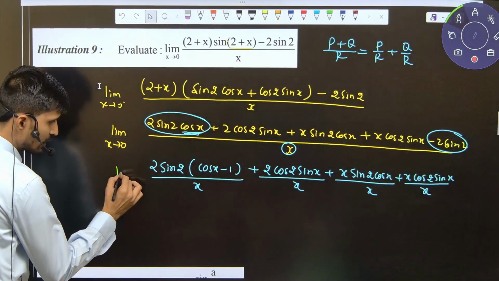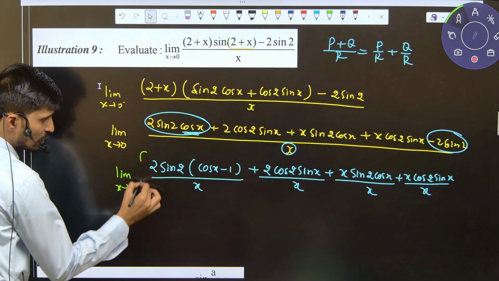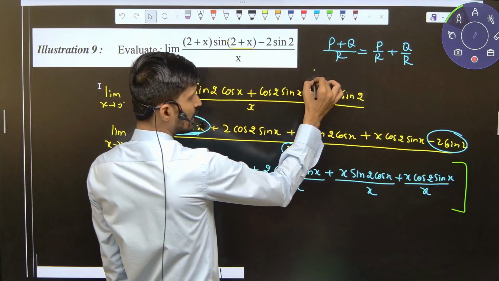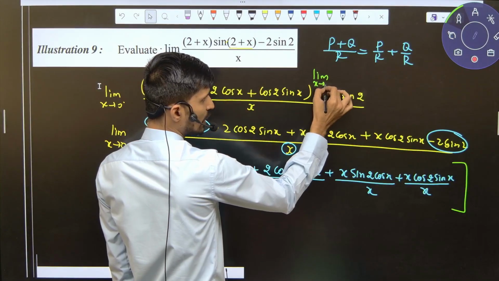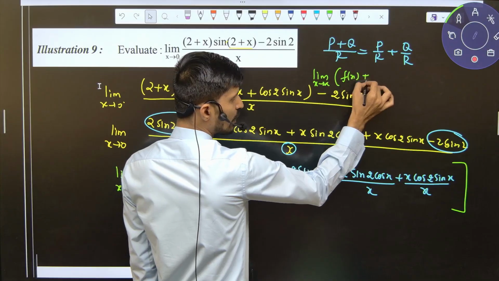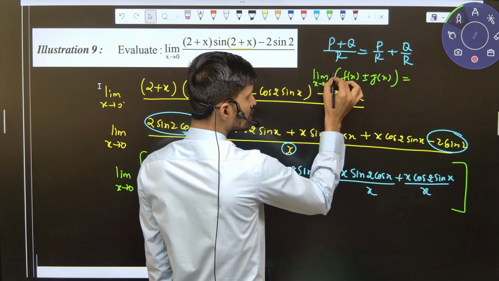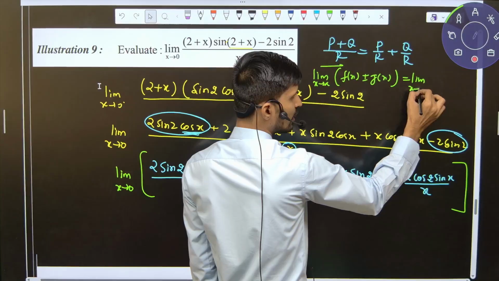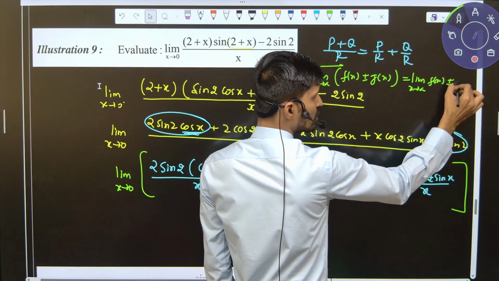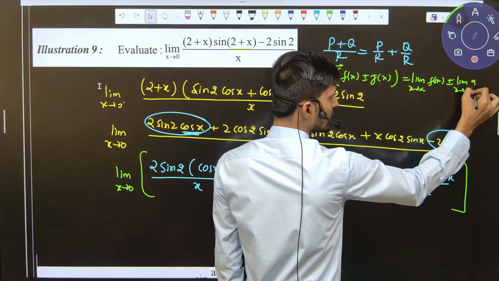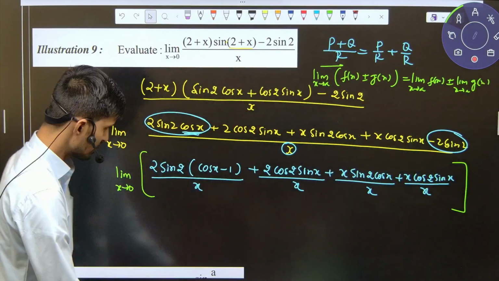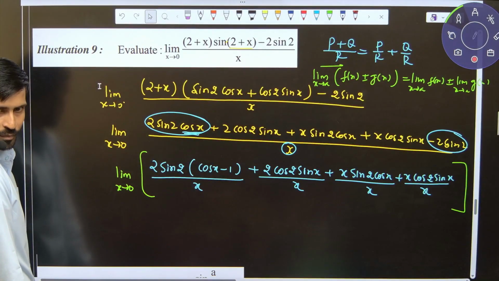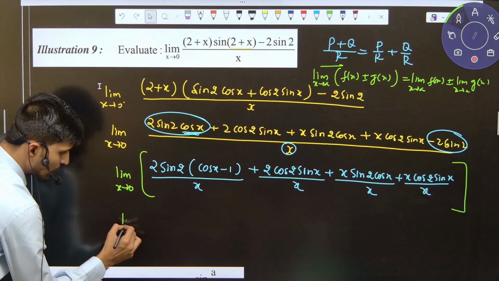And what is the limit as x tends to 0? Now do you remember the property? If the limit exists as x tends to a, then f of x plus or minus g of x also has a limit. So you can take the limit inside and split it: limit x tends to a of f of x plus or minus limit x tends to a of g of x. We can do that, or not? It means I can take this limit inside and give it to all. Yes? So I am going to take that limit inside.